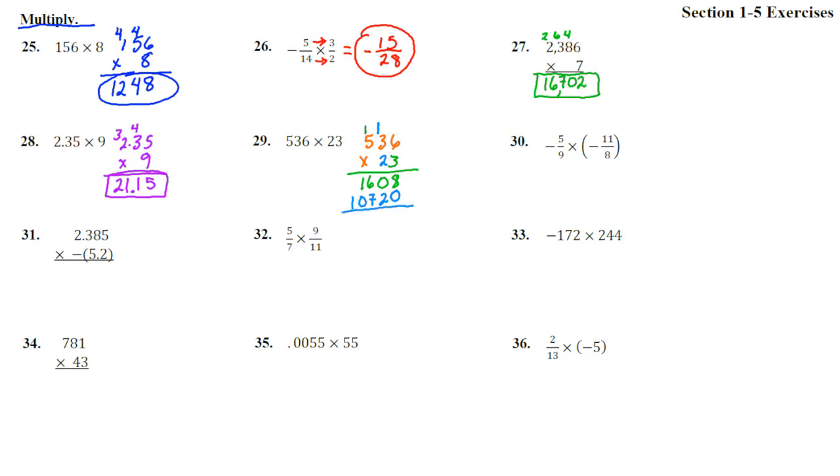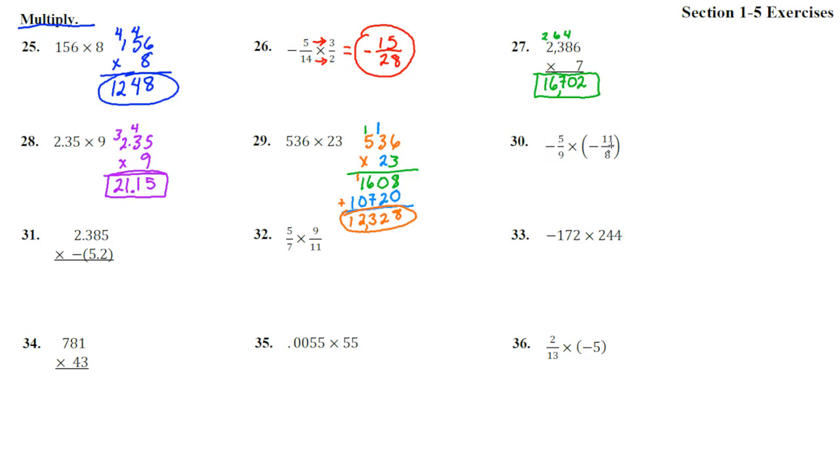So the end answer here is, add these together. 8 plus 0 is 8. 0 plus 2 is 2. 16 plus 7 is 13, carry the 1. 1 plus 1 is 2. And 1. So it's 12,328. Good. Next question. Number 30.